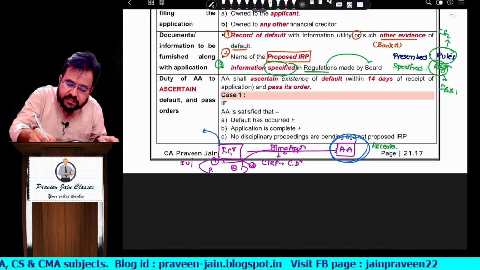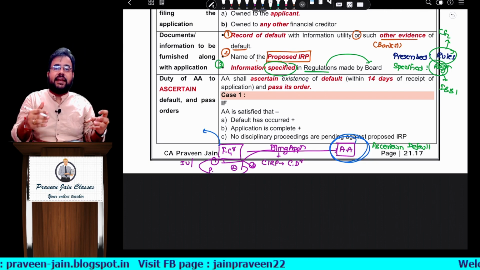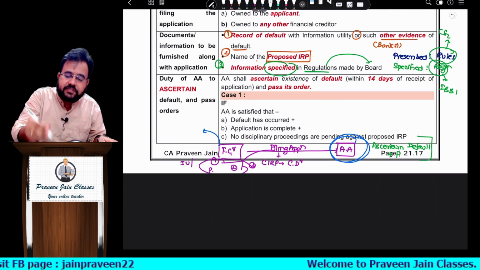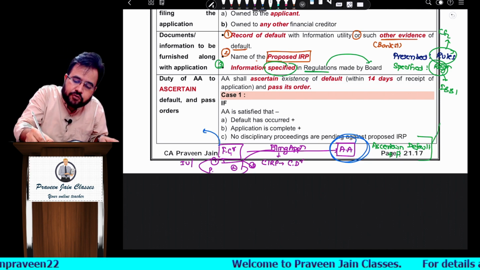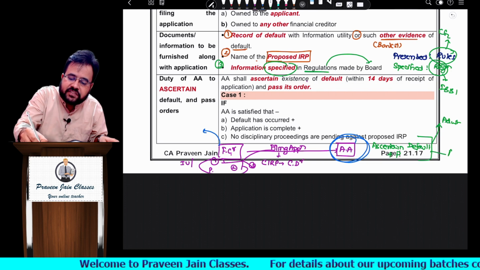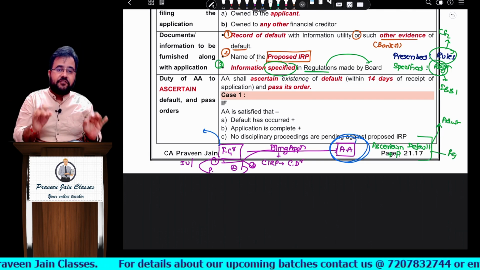What do they have to ascertain, sir? Whether default has happened or not. For ascertaining and passing the order, there is a time limit given. What is the time limit, sir? Within 14 days they have to either admit the application or reject the application. So either you say yes or you say no, within 14 days.